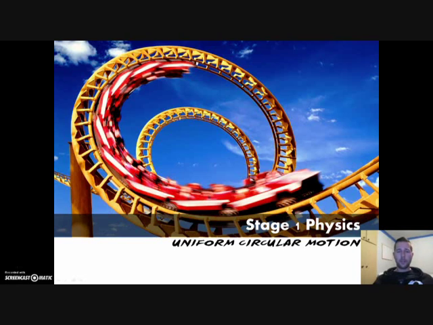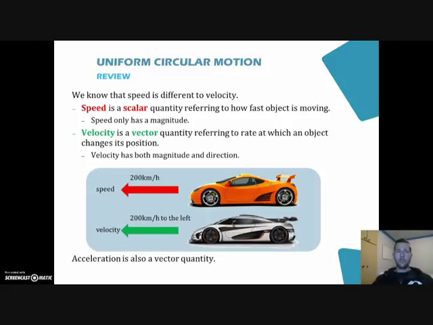Welcome to the new topic of the physics curriculum, which is uniform circular motion. This follows from our topic of projectiles. I've created a bit of a presentation to introduce you to the concepts of uniform circular motion. Okay, so a review of some of the things that we've learnt in previous classes.